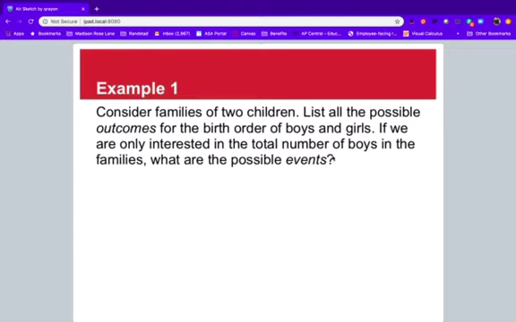All right, so let's get to an example. In families of 2 children, list all possible outcomes for the birth order of boys and girls. And then if we're only interested in the number of boys in families, what are the possible events? So we'll start with outcomes.